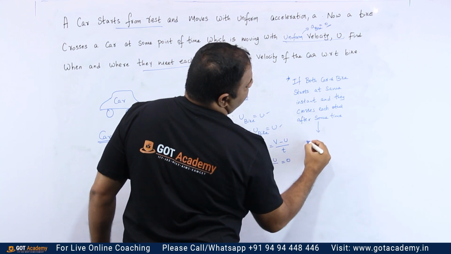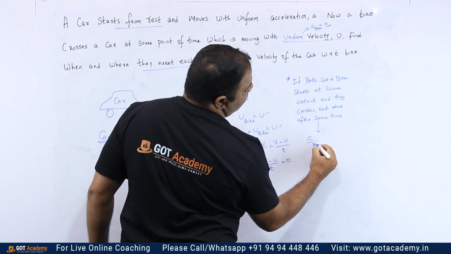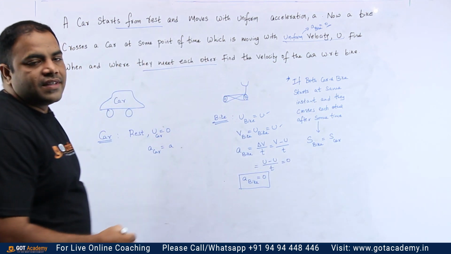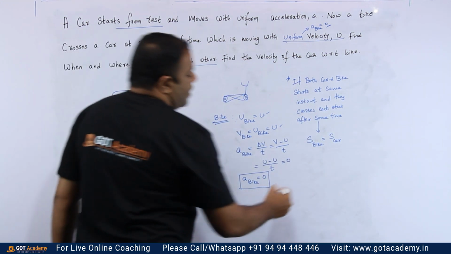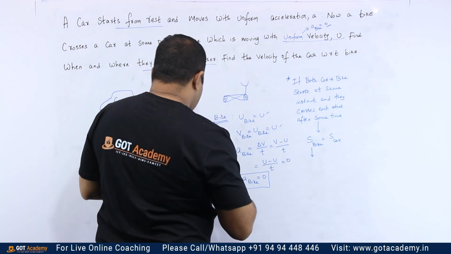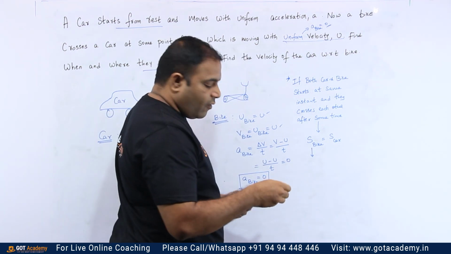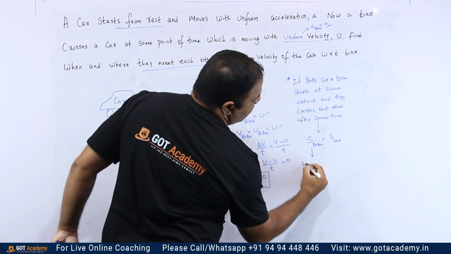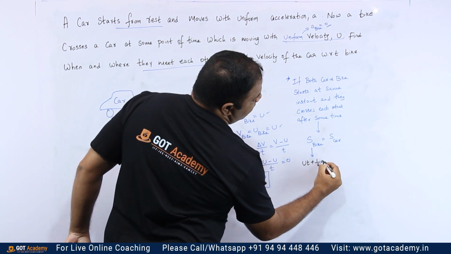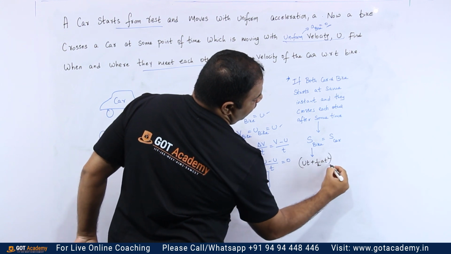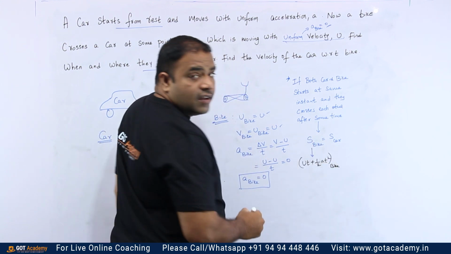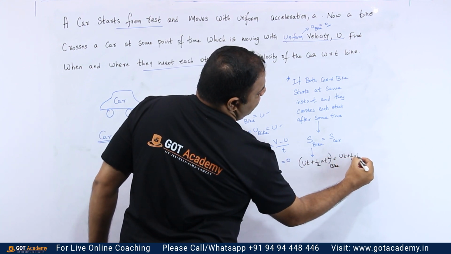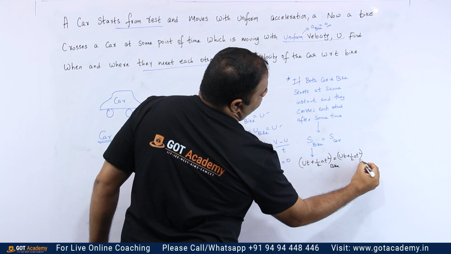it is very clear that the distance traveled by the bike will be equal to the distance traveled by the car. So what is the formula for distance? The distance traveled in t seconds is S equals ut plus half a t square. So ut plus half a t square of the bike is equal to ut plus half a t square of the car.